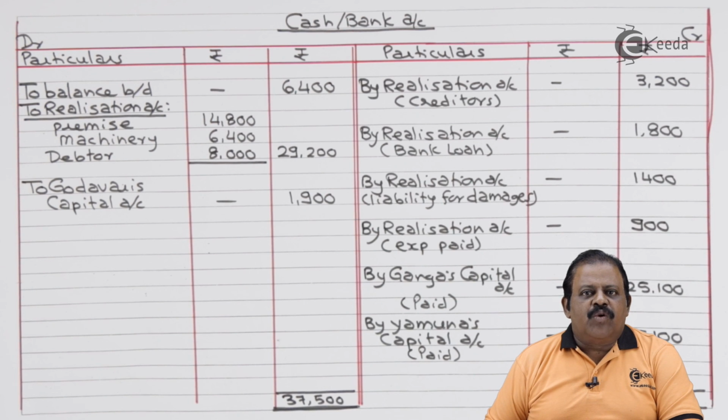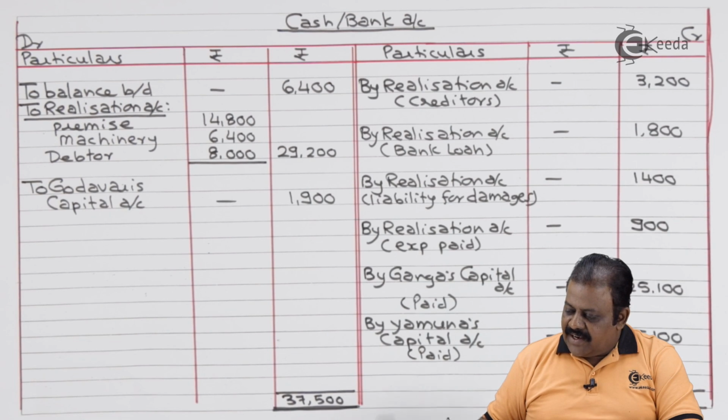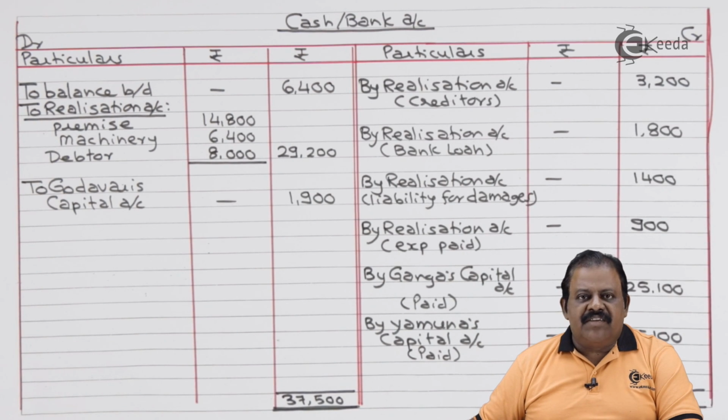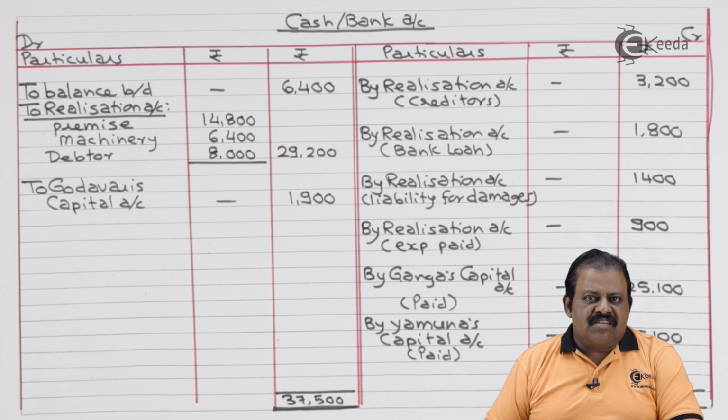Now finally we are required to close cash bank account. Total of debit side is 37,500. Total of credit side is 37,500. Debit as well as credit is agreeing, matching. That means cash bank account is tally. It shows that we have done all our ledger accounts correctly. In this question, we were required to focus on number 1, partners' current accounts were given. Number 2, liability for damages under action was given.